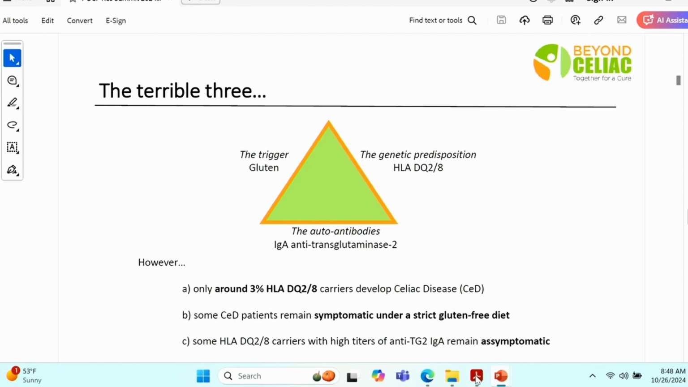However, only around 3% of all the carriers develop the disease. In the literature, we know that around 40% of people around the world have the genes, but only 3% develop the disease. We also know that some patients remain symptomatic even under a gluten-free diet. And on the other hand, we may have people with the genetic predisposition and elevated titers of the autoantibody who remain asymptomatic.